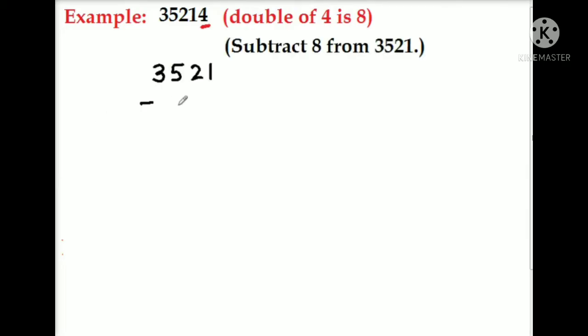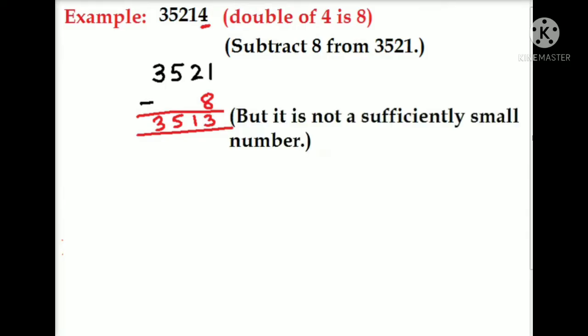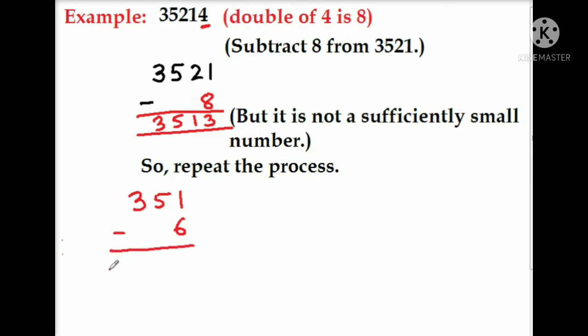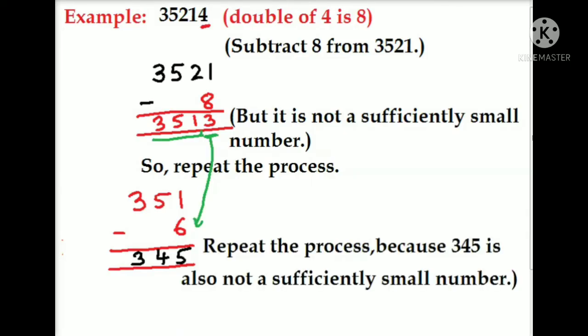Let's take one more example. Here the last digit is 4, so double of 4 is 8. Subtract 8 from 3521, we get 3513, but it is not a sufficiently small number, so repeat the process. 3513, the last digit is 3, so double of 3 is 6. Subtract 6 from 351, we get 345. Repeat the process because 345 is also not a sufficiently small number.